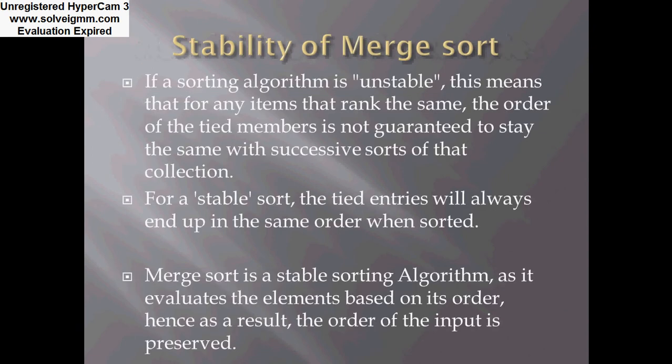The stability of MergeSort. If a sorting algorithm is unstable, it means that for any items that are ranked the same, the order is not guaranteed to be the same as the input. For example, if there are two ones in the array, the second one in the input from the user might not turn out to be the second one in the result. MergeSort is a stable sorting algorithm as it evaluates the elements based on their order. So we'll be dealing with adjacent elements each time, and we will not mess up the order.